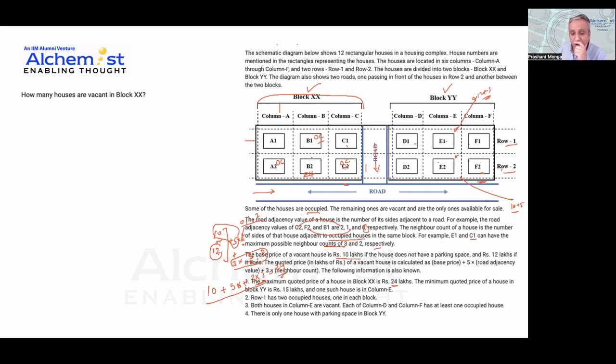Okay. Row 1 has 2 occupied houses, one in each block. Oh, so this is empty.